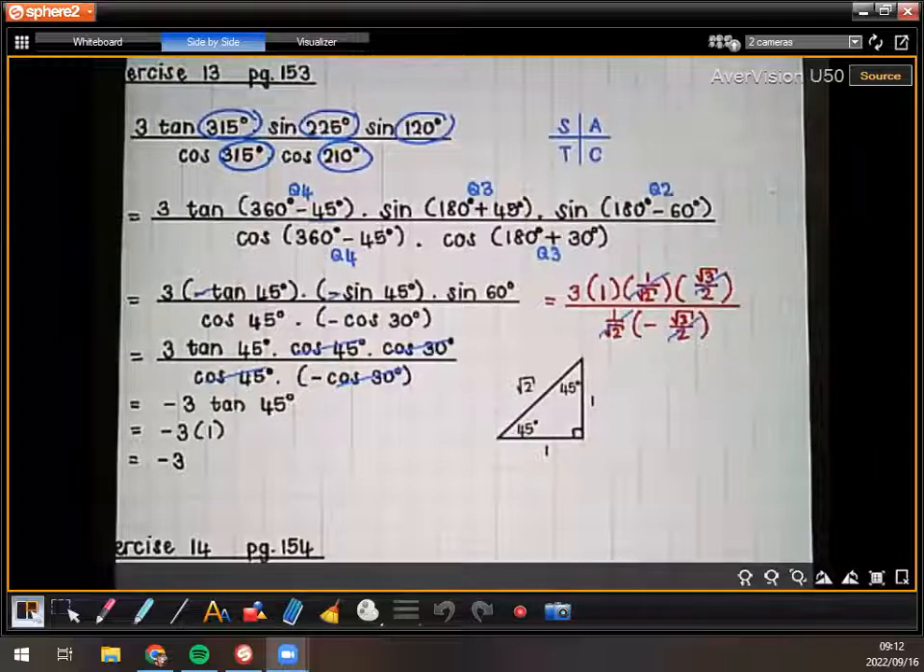No, so you have to look at which one. So which one are you looking at? Yeah, so that one is in quadrant 3, right? Any other questions on that one?